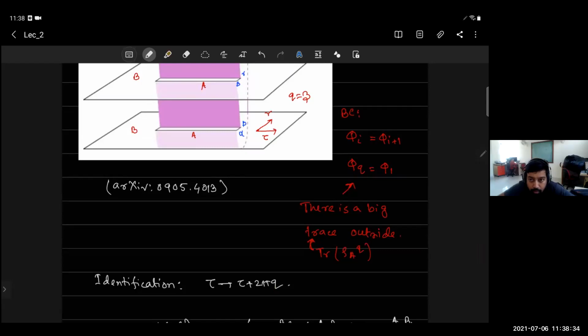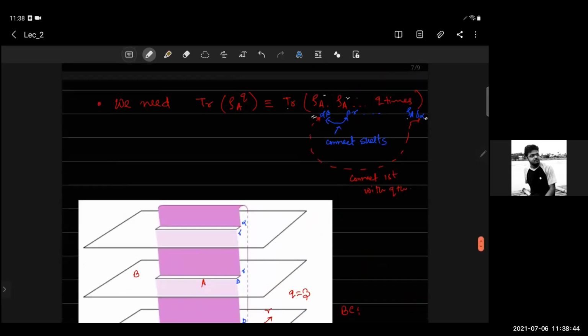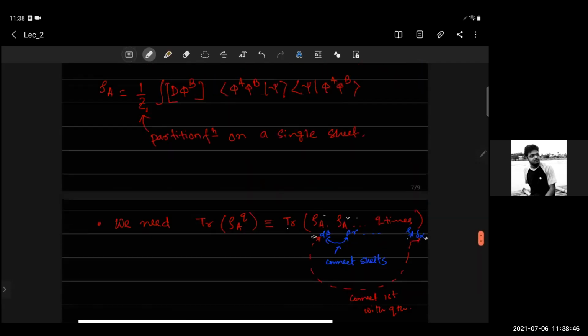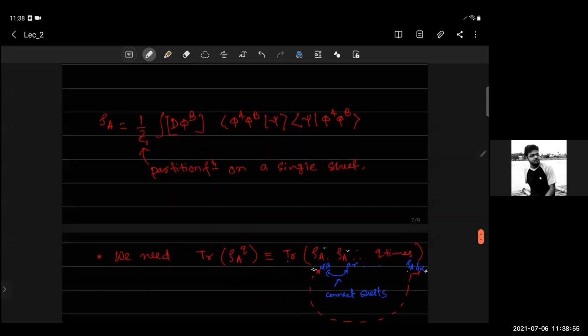There's a question. Hi, Jyotirmoy, can you go back and say why you have different sheets? Because you have to prepare rho A to the power q, because you want to compute the Renyi entropy S_A^(q). That is 1 over (1 minus q) times log of trace of rho A to the power q. When rho A is raised to the power q, it means you multiply rho A q times.